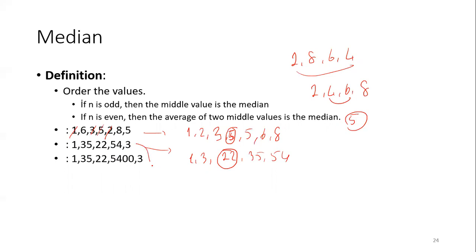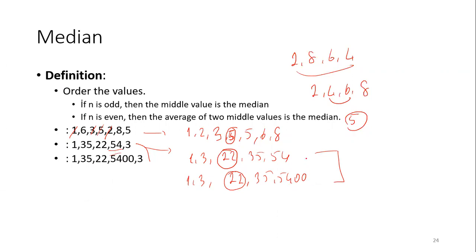Just look at this one. These two are the same, right? The only difference is the last one is not 54, but it's very large. It's 5400, okay? 35, and this is 5400, right? So what is the median? The median is still the same. It's the one in the middle, which is 22. Well, please note the difference between these two. Only the last one, the largest data, is different here.